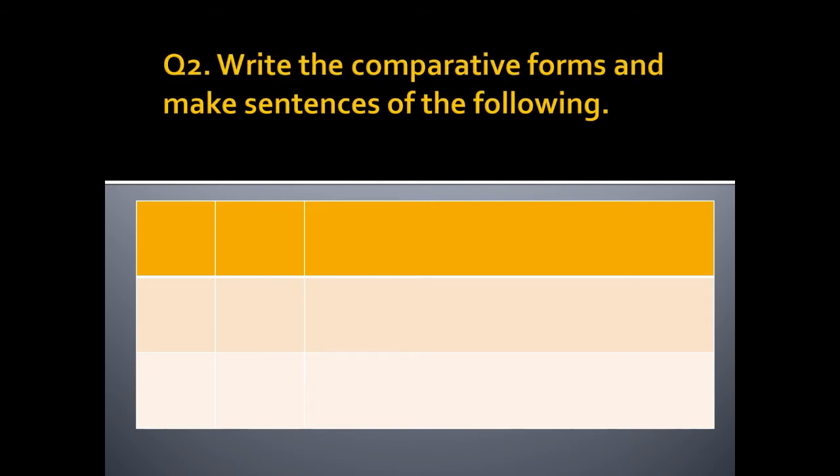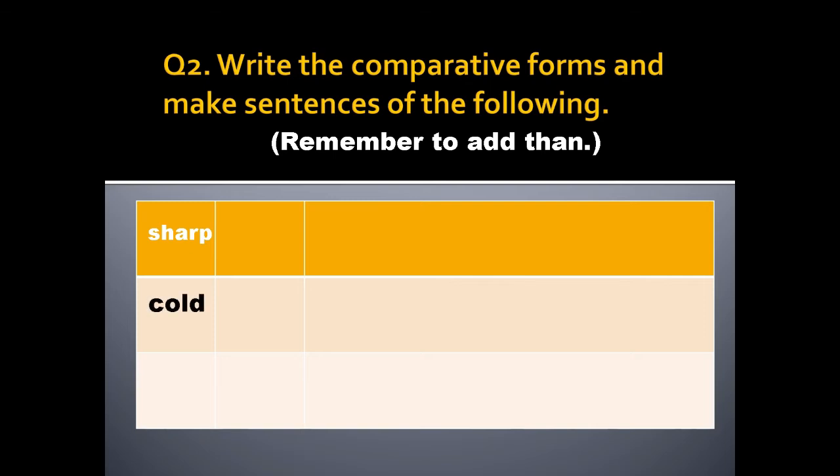Question number 2. Write the comparative forms and make sentences of the following. Remember to add than. So what you have to do is first write the comparative forms and then make sentences of the following. Remember to add than means while writing the sentences of comparative forms, you should add than. So the first word is sharp, second is cold, and third one is high.